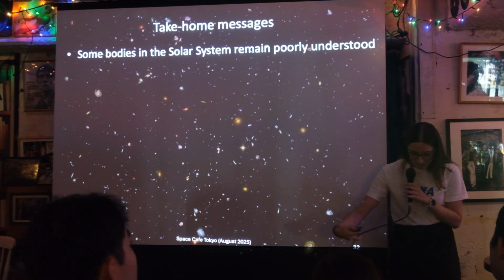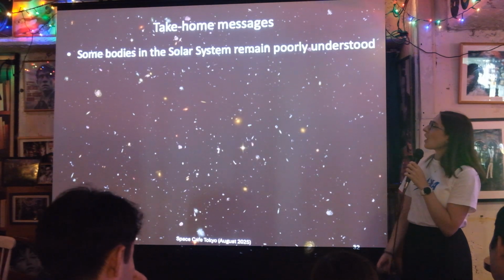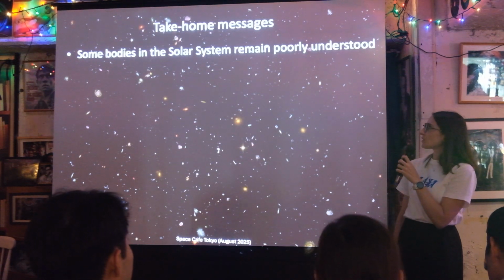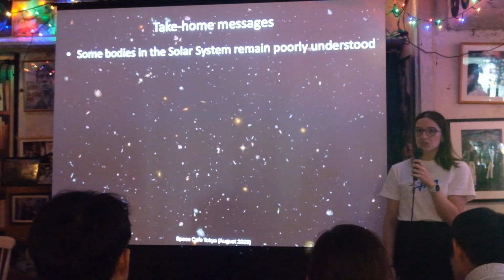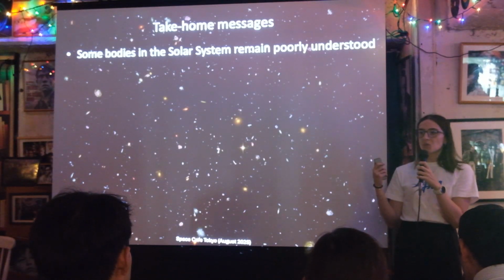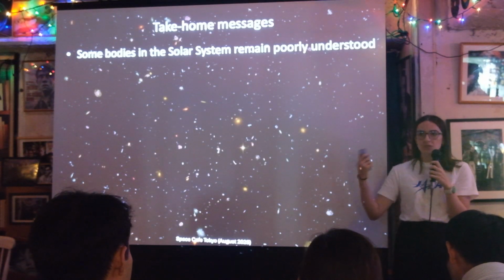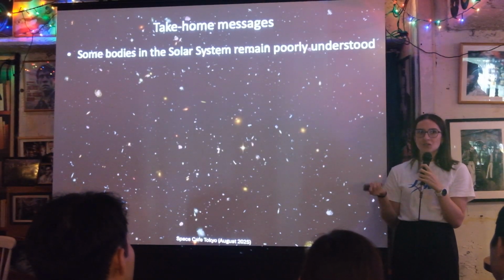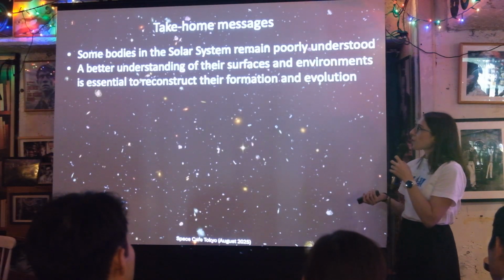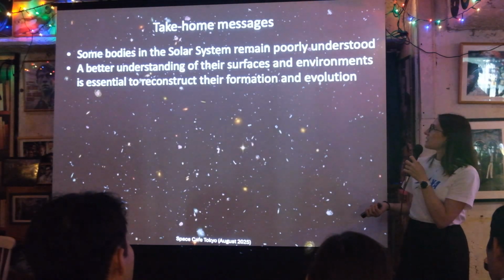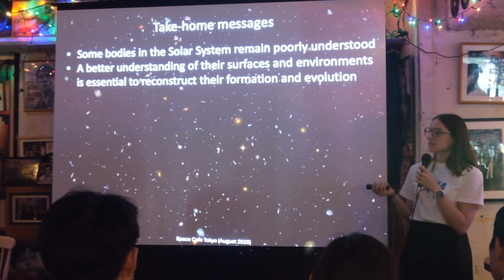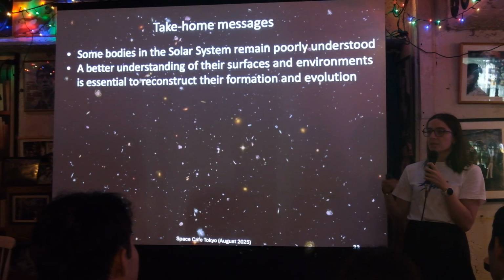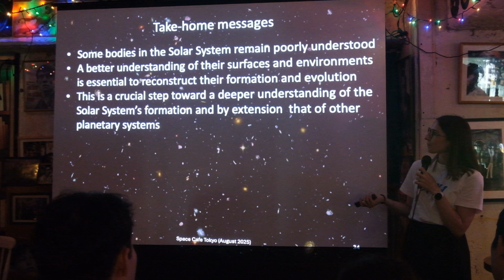And yeah, I'll finish here just for you to keep in mind that so much in the solar system remains very poorly understood. We usually think that we know Mars very well, and ask why we want to go back to Mars again and again, but this is also partially why, because we still have a lot of unknowns. So a better understanding of their surfaces and environment is essential to reconstruct their formation and evolution. This is also why we don't do only ground-based observation, but we need to go there and even to take some material.